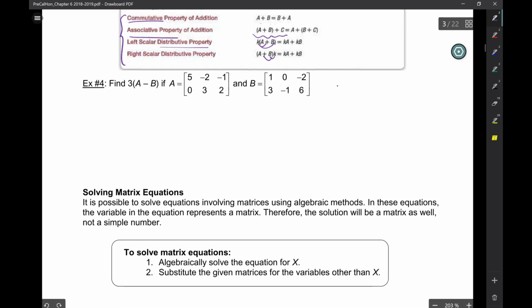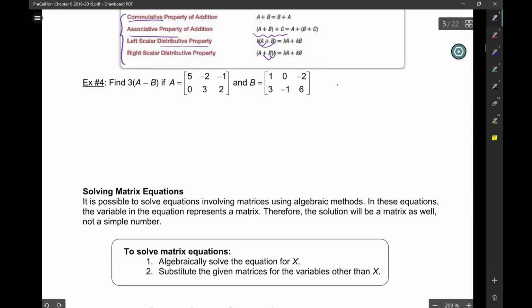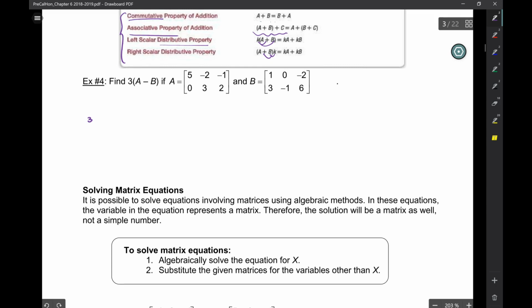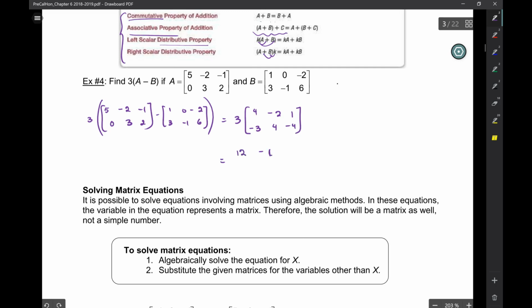Let's do this one. Here we have 3 times (A minus B). So you subtract A minus B and then multiply by 3. So this is going to be 3 times the A matrix, minus the B matrix. Let's do that very quickly. 3 times what? 5 minus 1 is 4. Tell me, -2, and then what? 1, -3. 3 plus 1 is 4. 2 minus 6 is -4. So we get 12, negative.